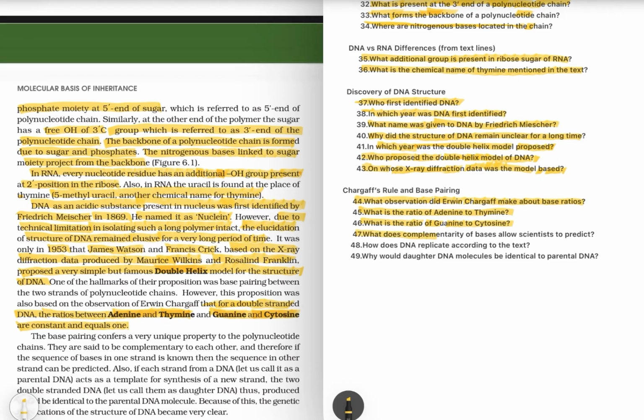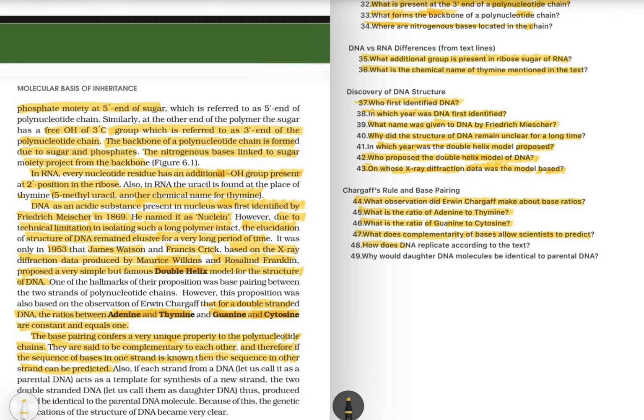What does complementarity of bases allow scientists to predict? The complementarity of base pairing confers a very unique property on the polynucleotide chains. They are said to be complementary to each other, and therefore if the sequence of bases in one strand is known, then the sequence in the other strand can be predicted.